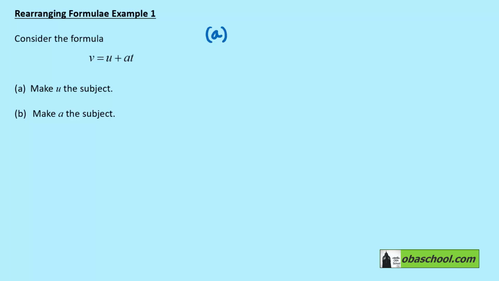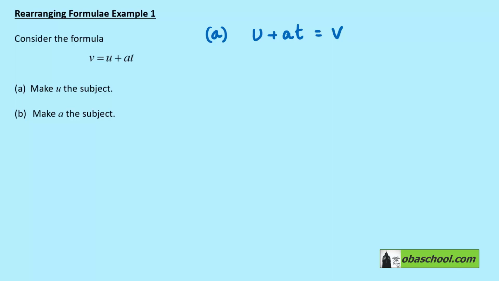So what I would do to start with here is I would just write it the other way round. The letter that I want is u. Let's put it on the left-hand side, and it should be clear that all I've done is swap sides. These two things are equal, so it doesn't matter which one I have on the left.